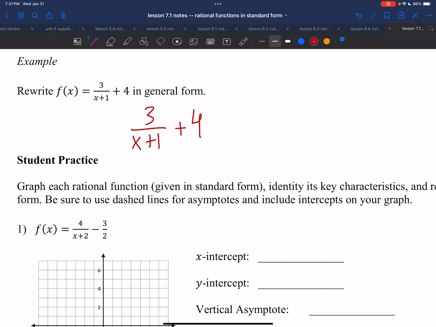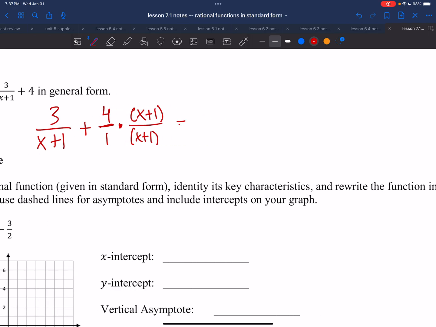Well, the denominator here is x plus 1. So I'm going to write this as 4/1. Not necessary, but whatever, I will. Times, I need the denominator to be x plus 1. And I will use parentheses with this because distribution is going to be very important. So what does this become? Well, I get 3 over x plus 1 plus 4 times x plus 1 over x plus 1.